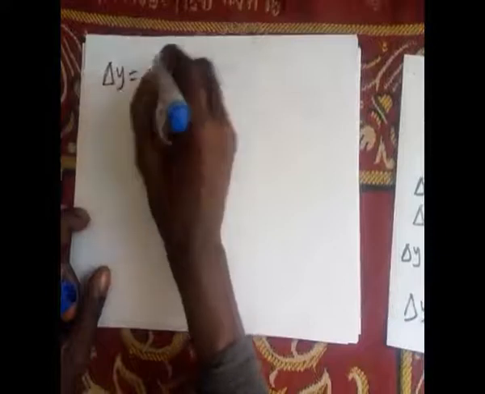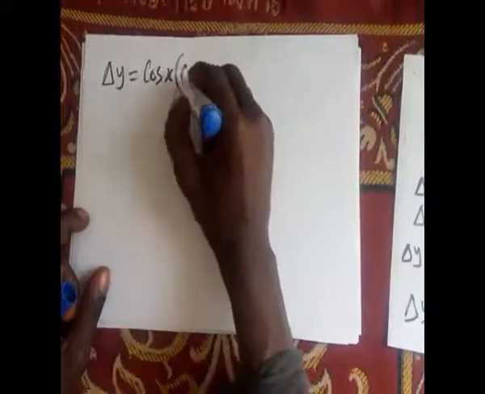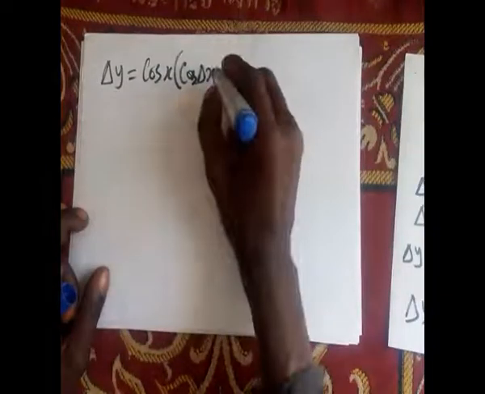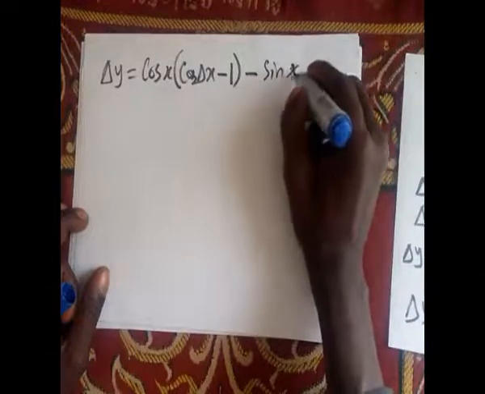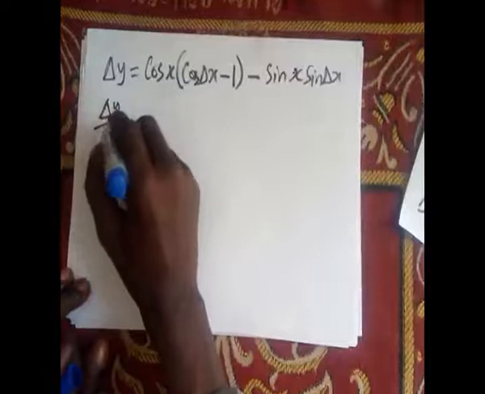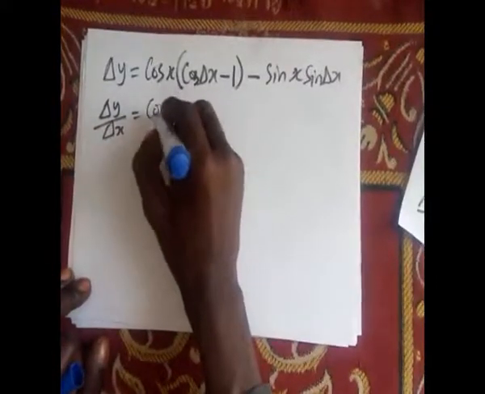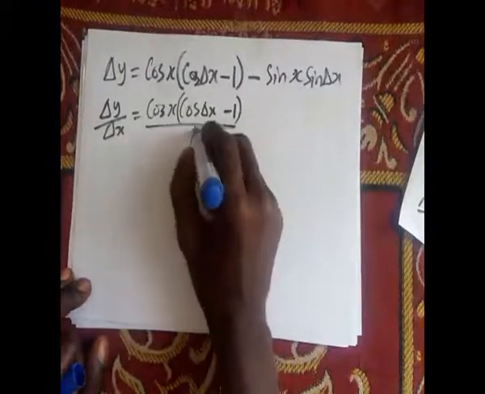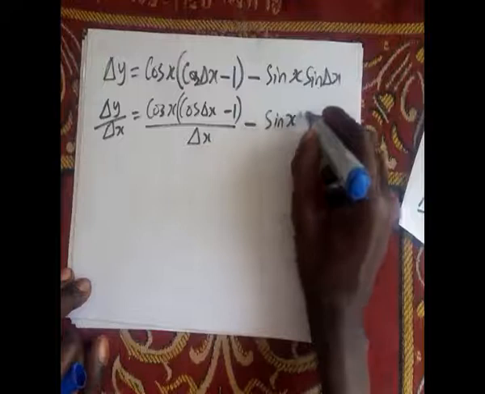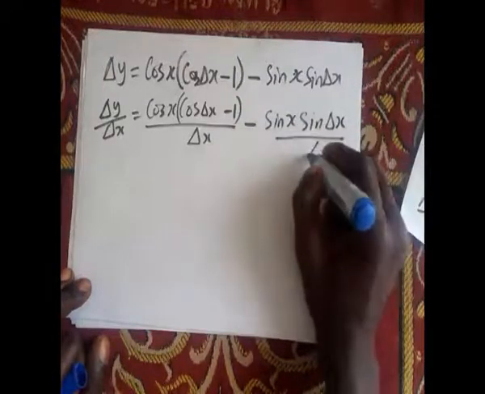From here we can factor, so we have delta y equals cos x into (cos delta x minus 1) minus sin x sin delta x. We just factor cos x from the first two terms so that we can have this. When you divide through by delta x, we have delta y over delta x equals cos x (cos delta x minus 1) all over delta x minus sin x sin delta x all over delta x.